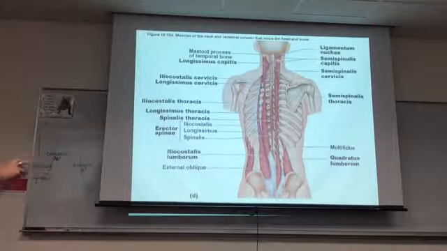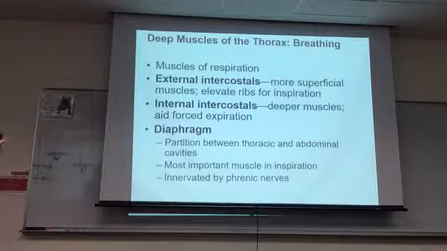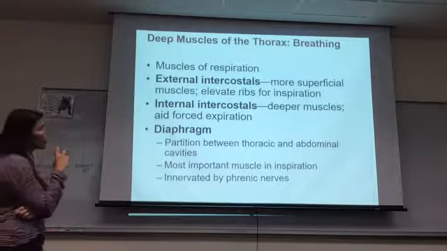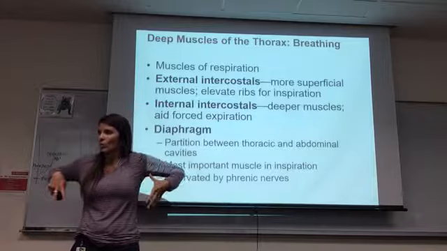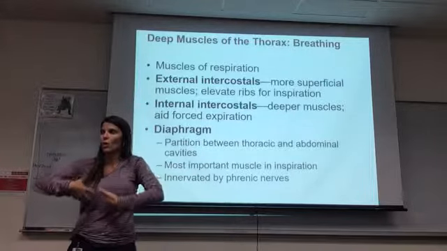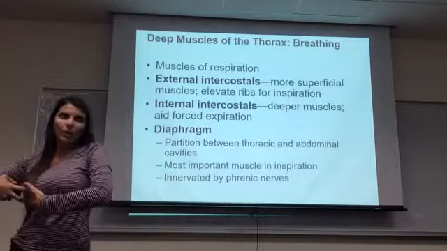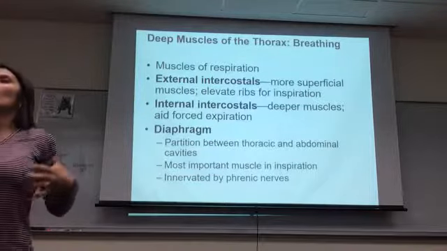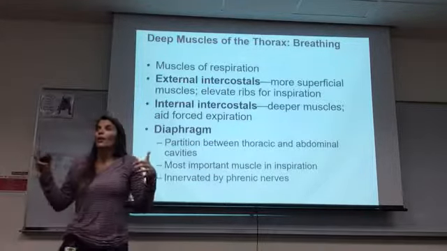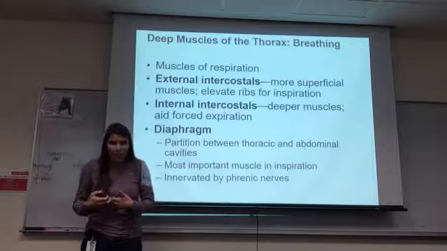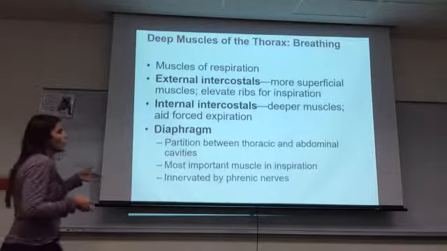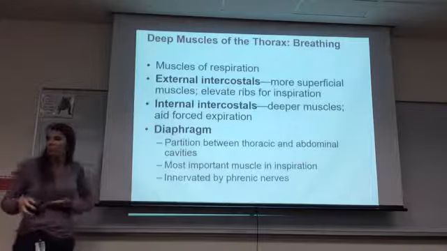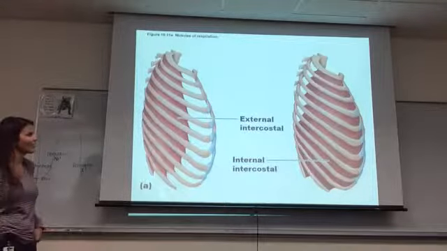Anything else? Iliocostalis is said after spine. Internal versus external costal muscles. Where's costal again? Your ribs. So the external muscles are on the outside of your ribs. The internal muscles are on the inside of your ribs. The external muscles allow you to inspire. The internal muscles help with the expiration process, so exhaling. The diaphragm is the diaphragm. Okay? External, internal.